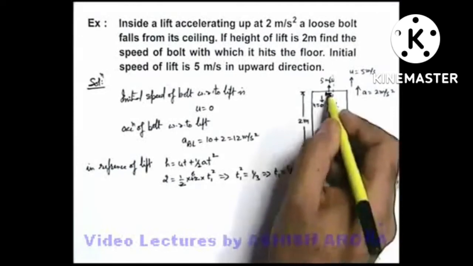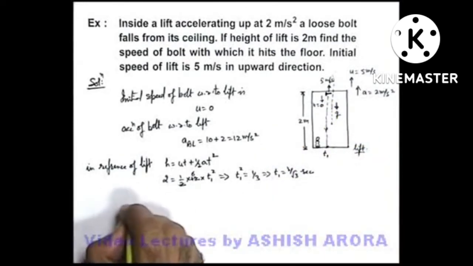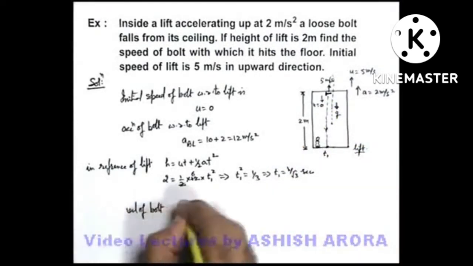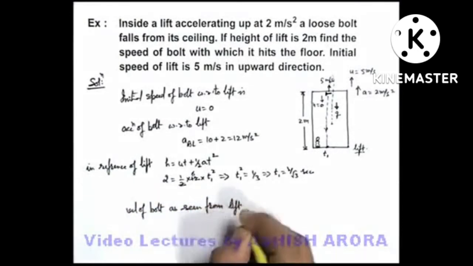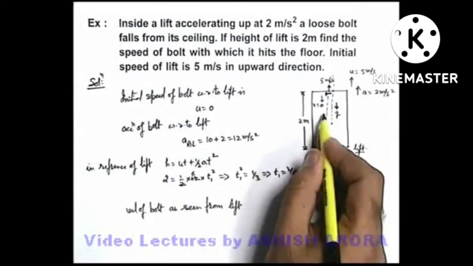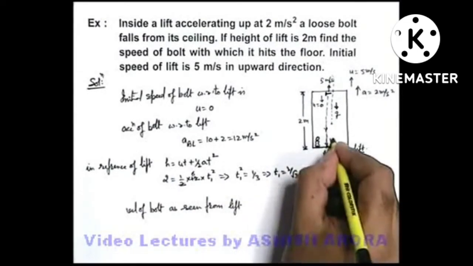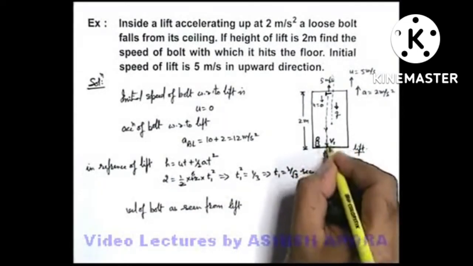Now in this duration, we can easily find out what velocity it will gain. So if we find the velocity of the bolt as seen from the lift, if the observer who is inside the lift will be looking at the bolt, say v1 is the velocity with which it will hit the floor.